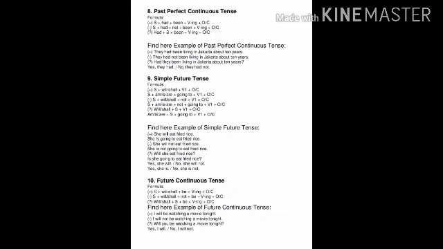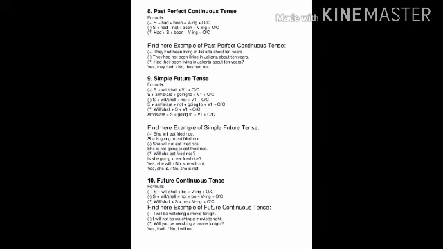So for example, she will eat fried rice. And instead of that, we can make like that also, she is going to eat fried rice. In negative, she will not eat fried rice or she is not going to eat fried rice. And the next one, interrogative, will she eat fried rice? Or is she going to eat fried rice?